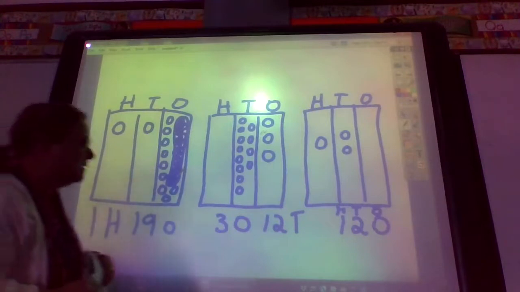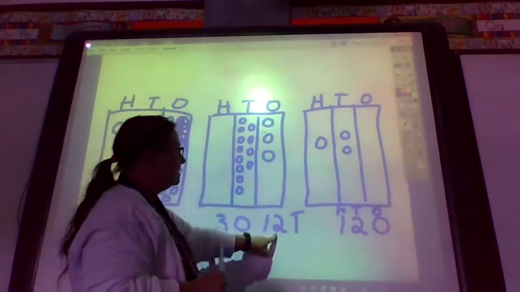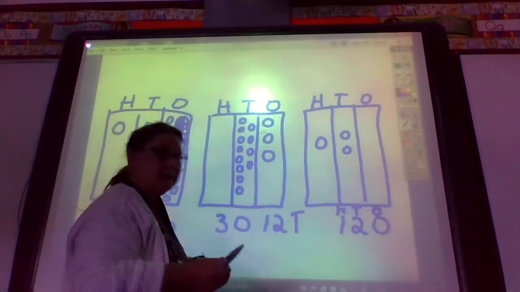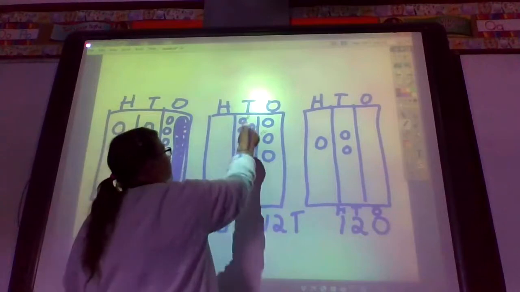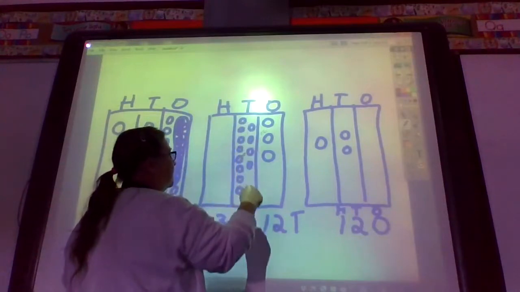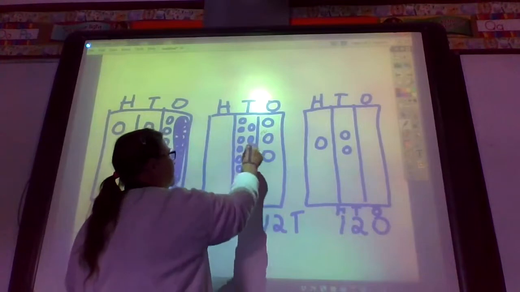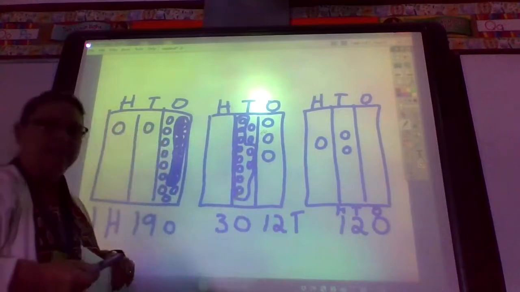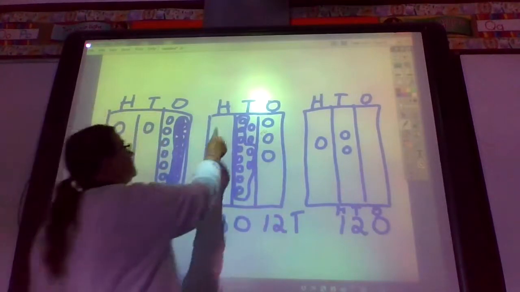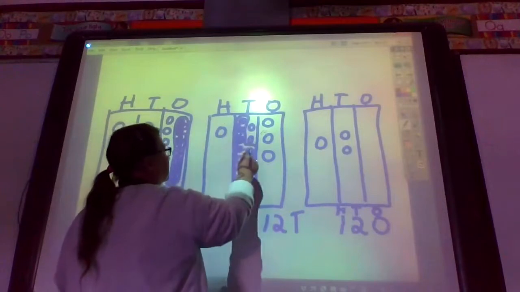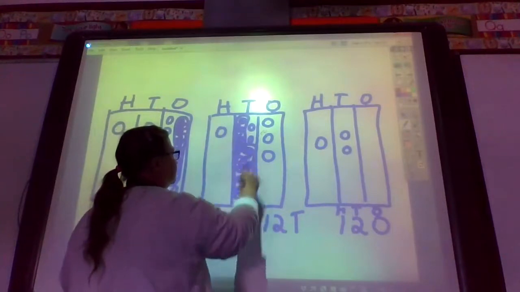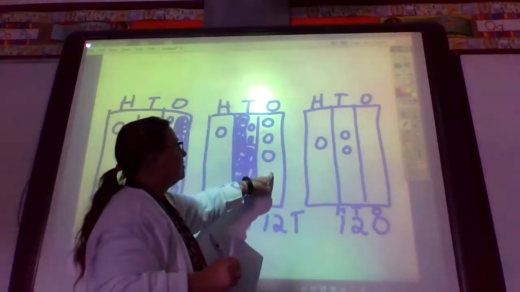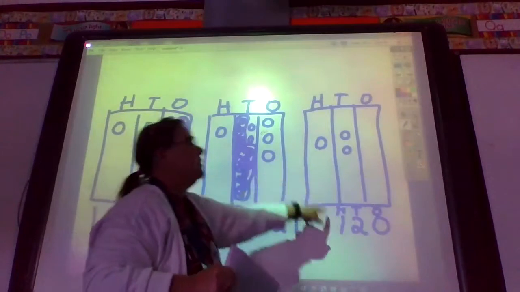I have 3 ones. Same way here. If I circle 10 tens, 10 tens make 100. 1, 2, 3, 4, 5, 6, 7, 8, 9, 10. So I've circled 10 tens. I know if I have 10 tens, I can make 100. So all of these are gone now. So I have 100, 110, and 3 ones. And over here I have my 120.